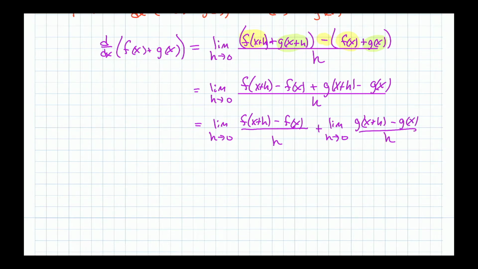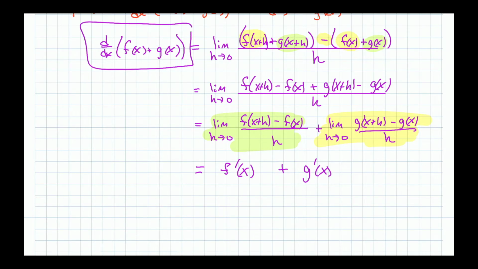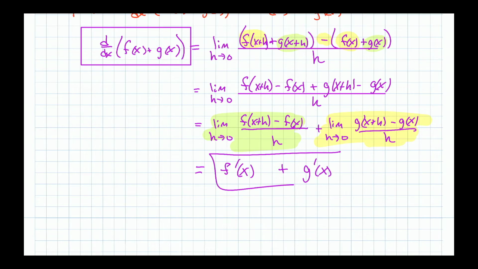So you can split that up into 2 limits, and then when you do that, this entire limit here, you should recognize as f prime evaluated at x. Normally you see that with an a, but not this time. And then this entire limit is simply g prime of x. Okay, and so there you go. So that's how you prove these.